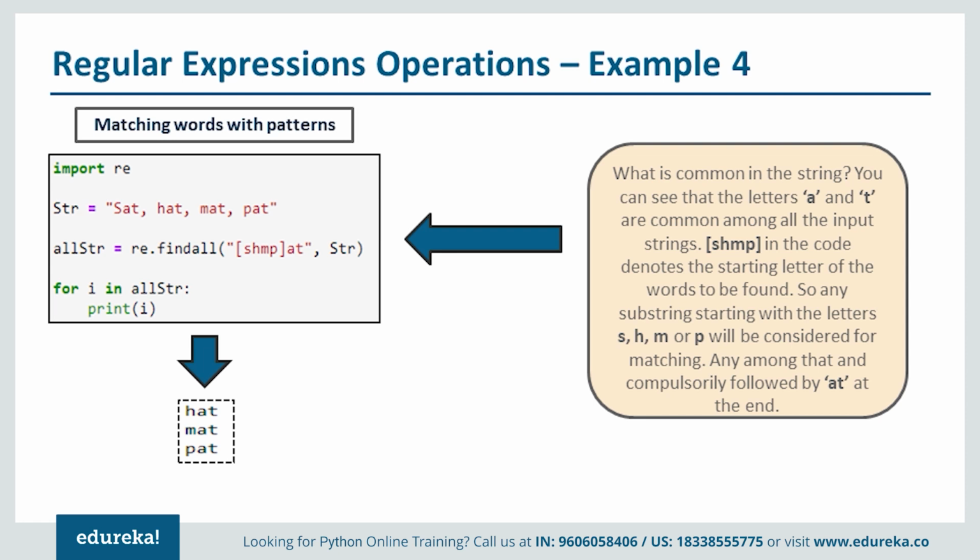So in the findall function I'm using 'at' there, but with a different regular expression, which is in square brackets S, H, M, P. So these four characters are there. Python is saying that if the first letter is either S, H, M or P, then it will be picked up. Now as you can see, the capital S is present there, which is not correct, because capital S is not fulfilling this particular matching.